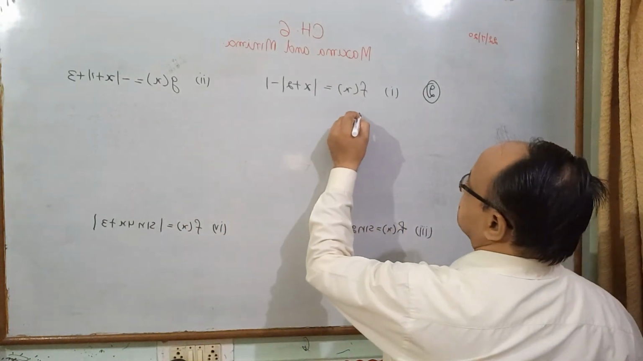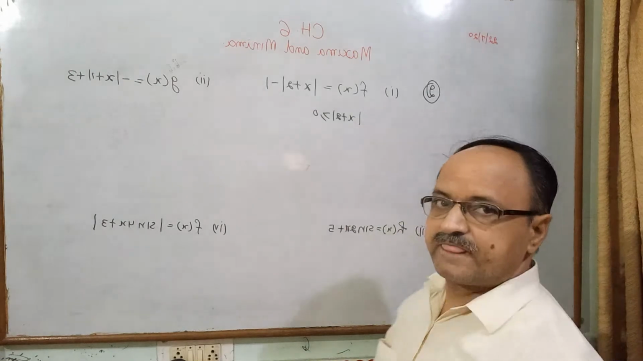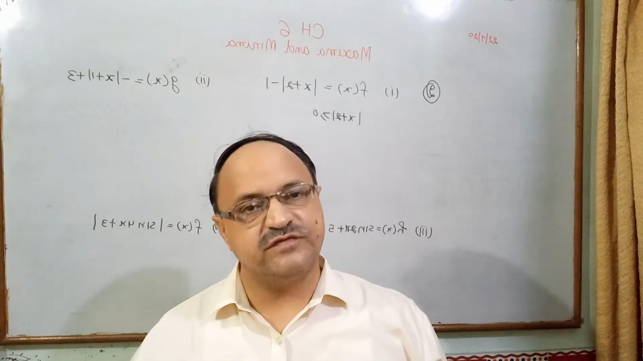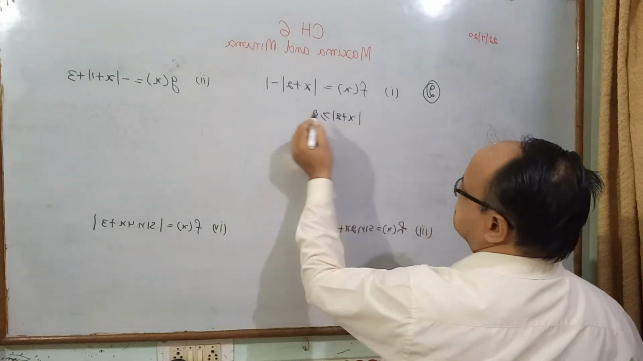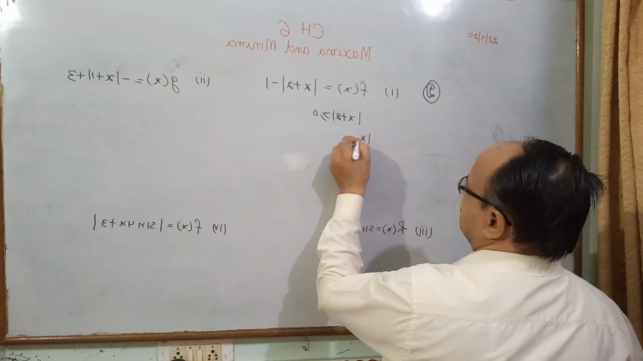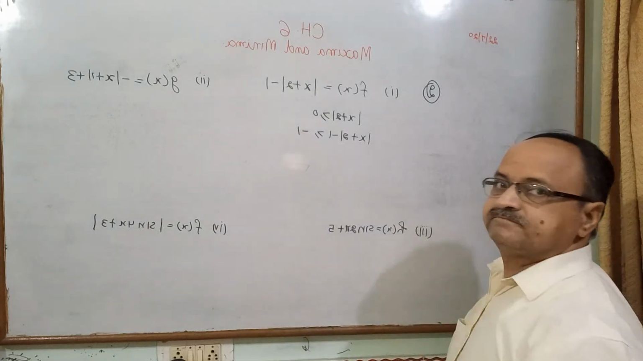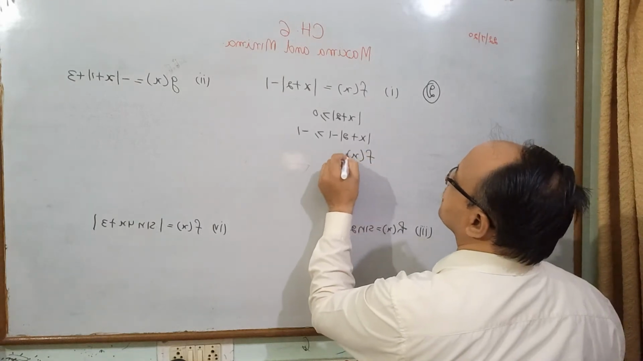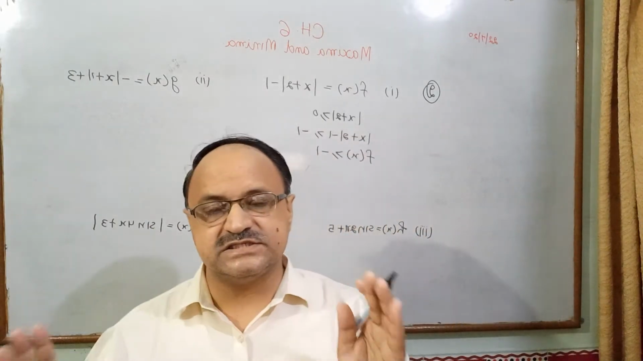You know that mod x plus 2 is always greater than or equal to 0. Absolute value is always greater than or equal to 0. You know already that the range of the modulus function is 0 to infinity. Now adding minus 1 both sides, you can say mod of x plus 2 minus 1 is greater than or equal to minus 1, and in this place you can write f of x. f of x is greater than or equal to minus 1.